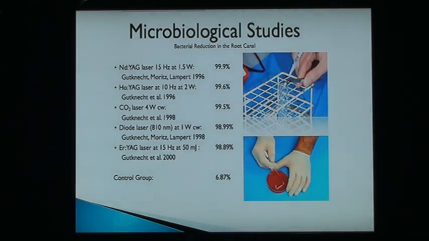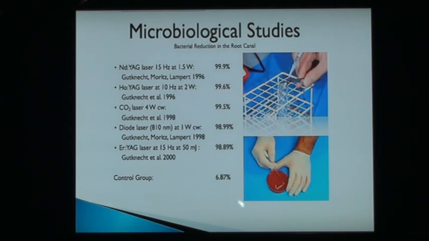Here we will have a look at this study. They made a study of bacterial reduction in the main root canal. They used many kinds of lasers: Nd:YAG, Ho:YAG, CO2 laser, diode laser, and erbium YAG. They found that, as you can see here, almost all of them reach more than 98% bacterial reduction in the main canal.